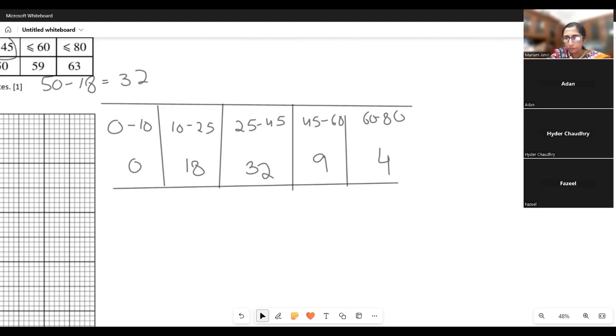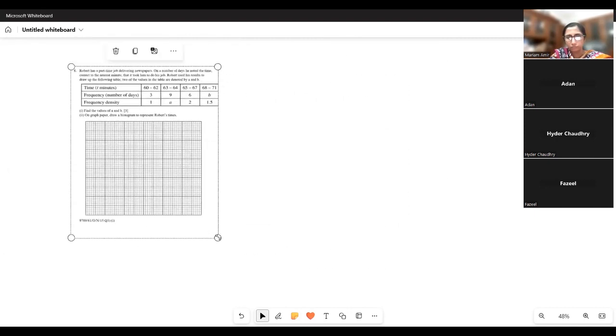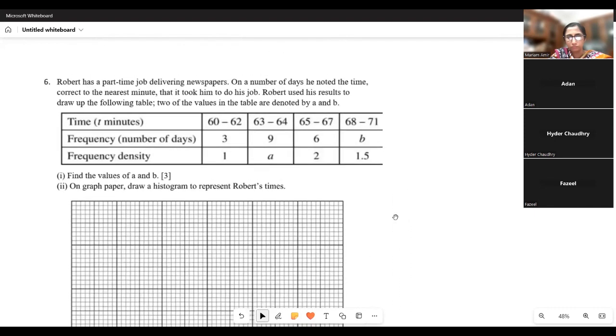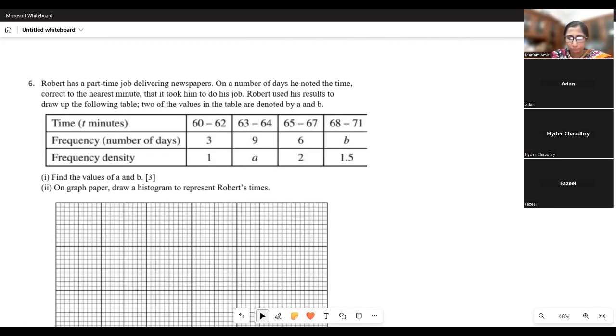Okay, this is question 6. Robert has a part-time job delivering newspapers. On a number of days, he noted the time, correct to the nearest minute, that it took him to do his job. Robert used his results to draw up the following table. Two of the values in the table are denoted by A and B. Find the values of A and B. This A is frequency density, so how will frequency density come?